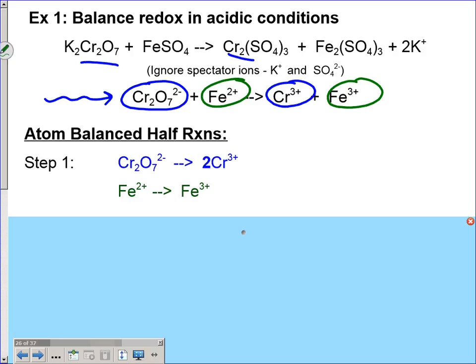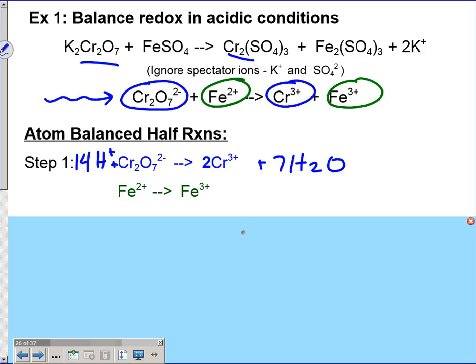I have 7 oxygens on the reactant side, so I need to add 7 waters to the product side to balance out those 7 oxygens. Now my oxygens are balanced. Now I need to balance my H's. How many H's are on the product side? 14, because 7 times 2 is 14. So to balance H's, I add H plus because I have a surplus of acid. I add 14 H pluses on the reactant side. Okay, so all atoms are balanced: H's, chromiums, and oxygens. You got me?